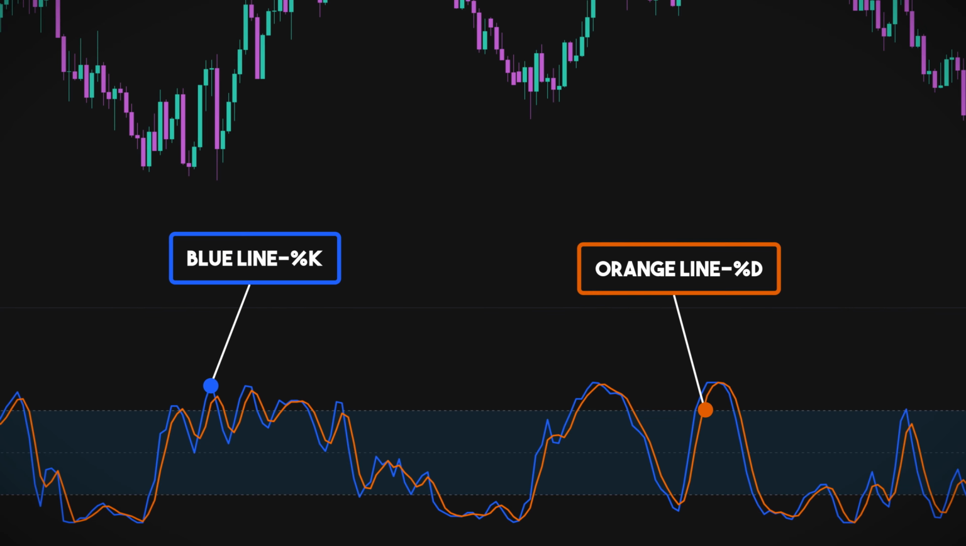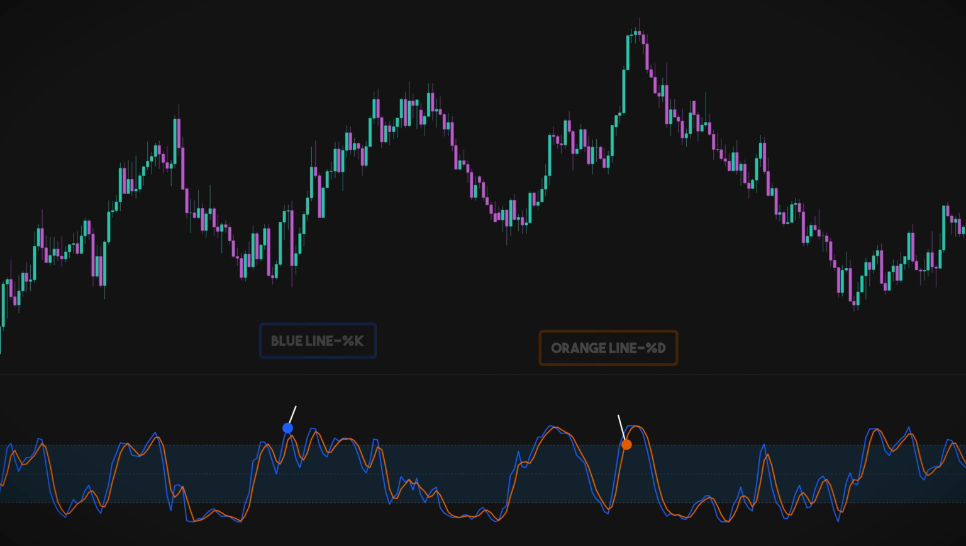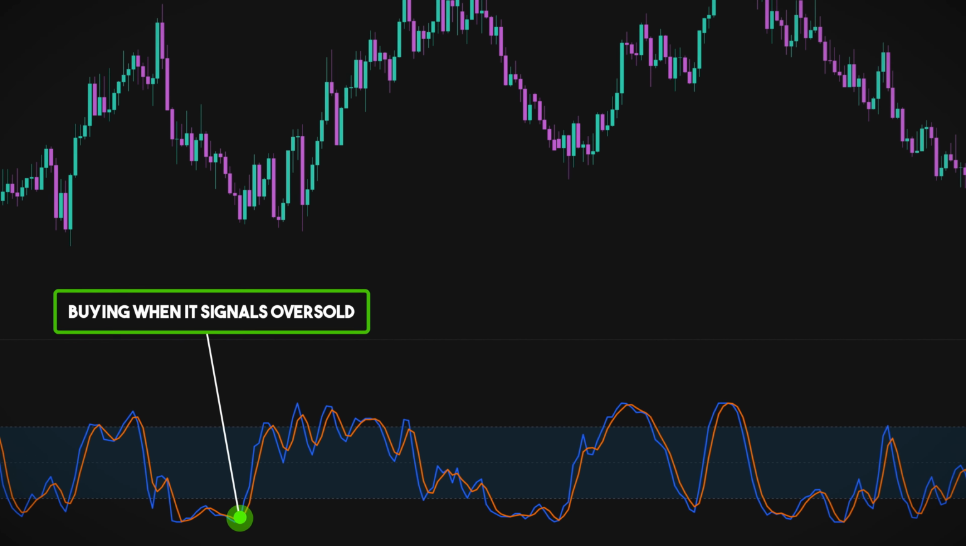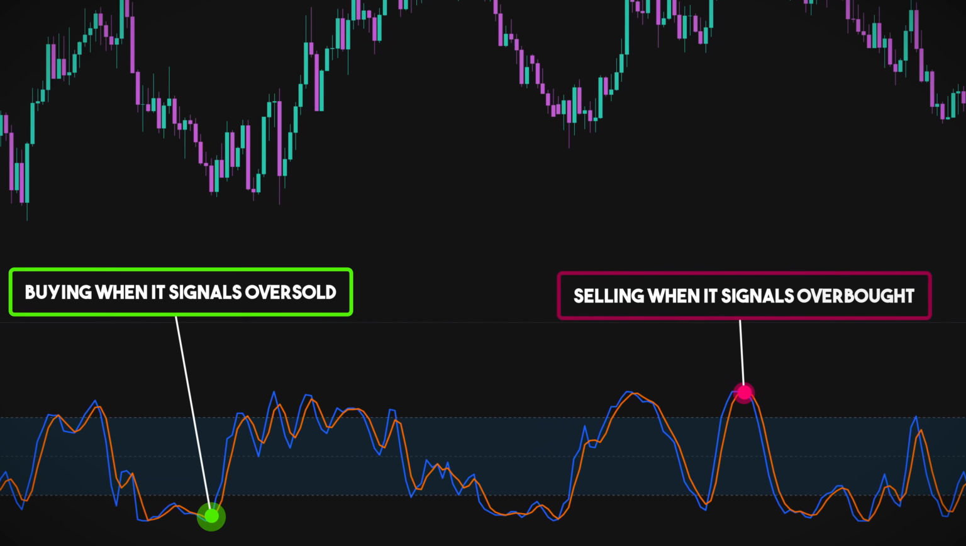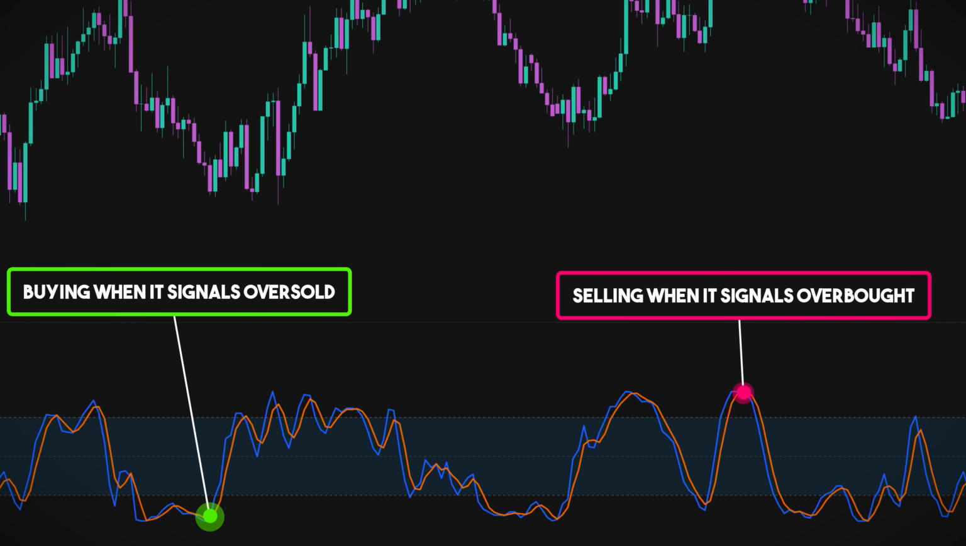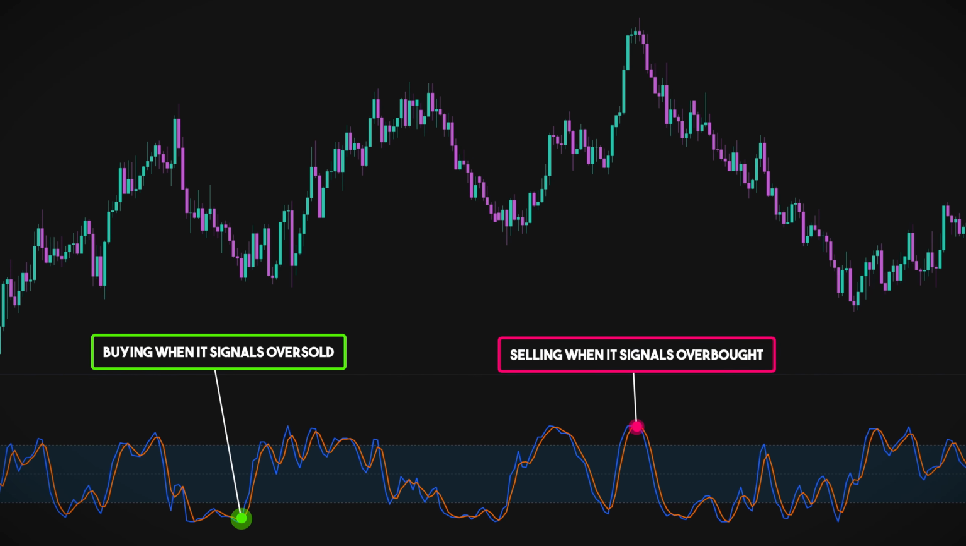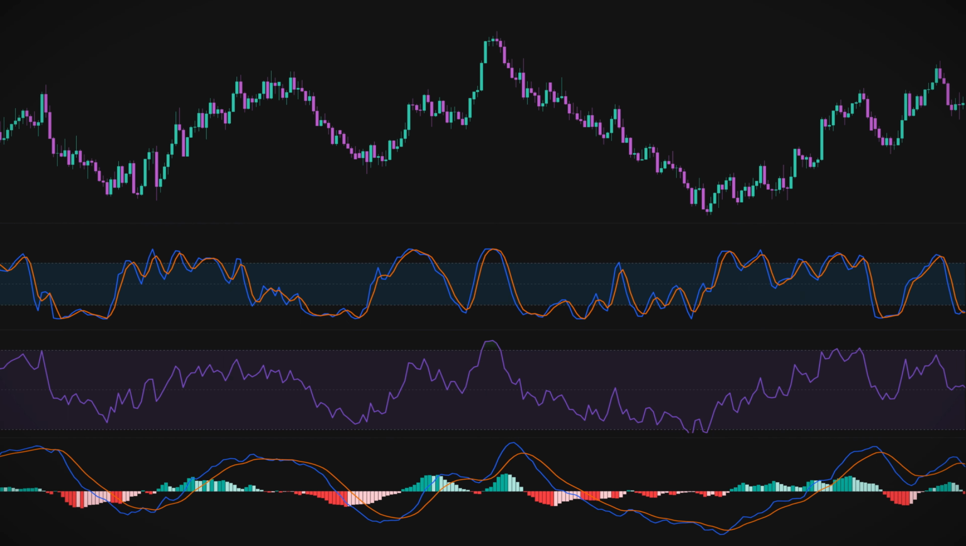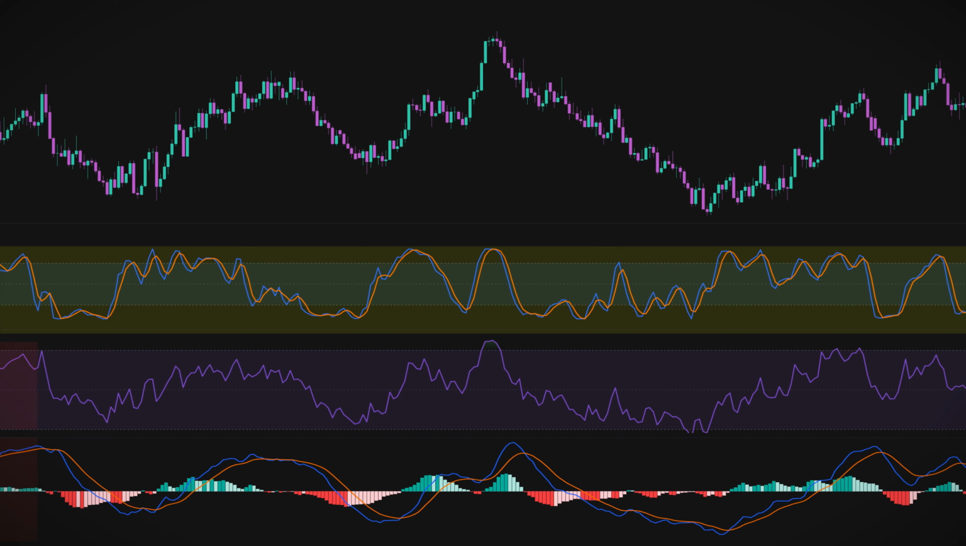Many traders make the mistake of using the stochastic RSI alone, buying when it signals oversold or selling when it signals overbought. However, this approach can lead to more losses than wins. Instead, it's essential to pair the stochastic RSI with other indicators for better confirmation.